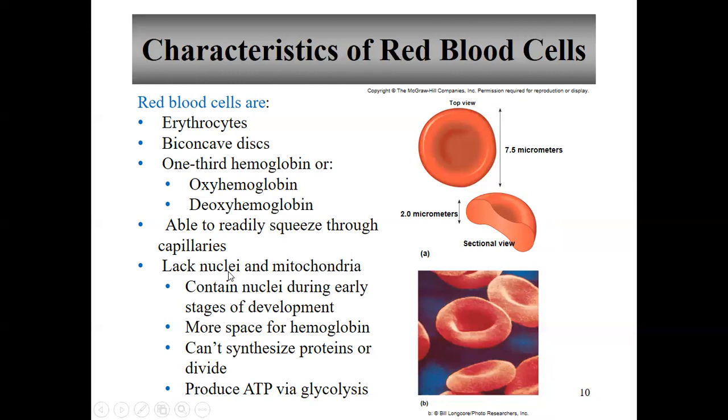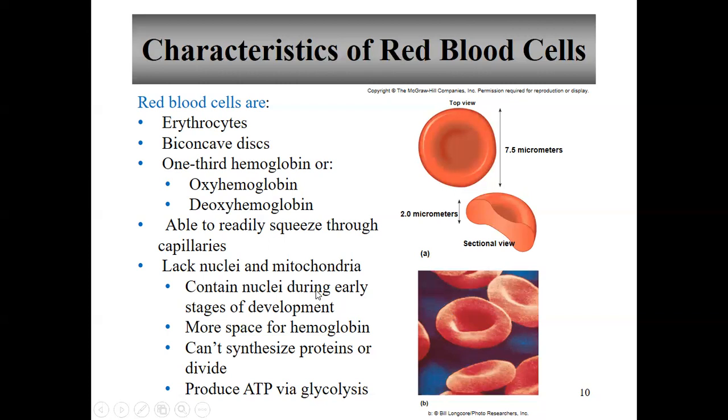Red blood cells lack a nucleus, meaning that your red blood cell does not have genetic material. Your mature red blood cell does not have genetic material in it. That's what lends the cell to this biconcave shape, because you don't have a nucleus located in this area to sort of fill the cell out. And because it lacks a nucleus, it can lend itself to this biconcave shape.